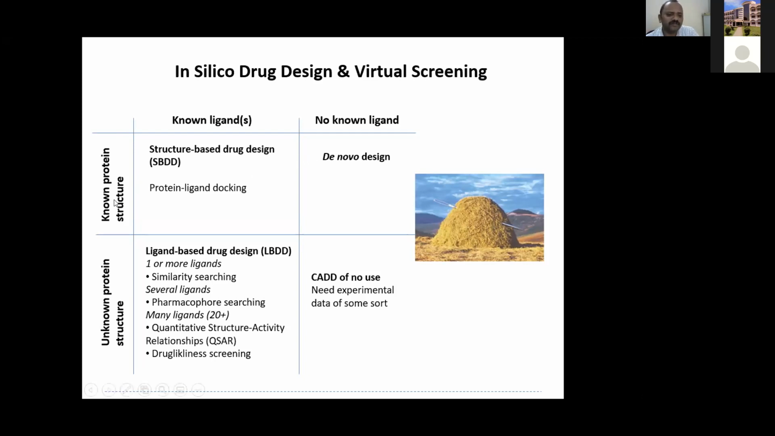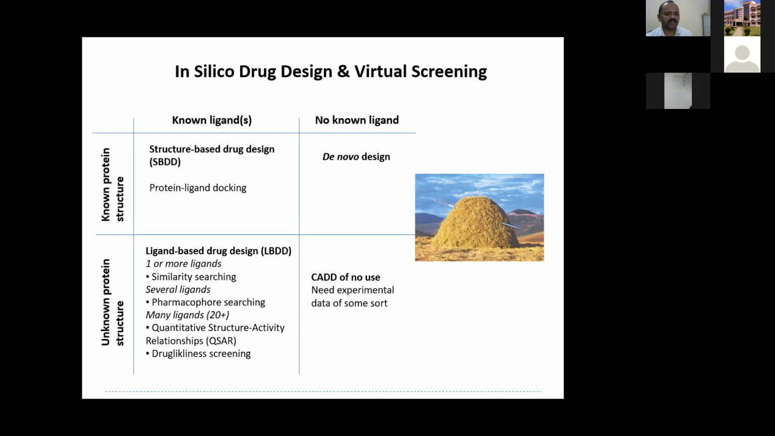Now, if no known ligand is there but the protein structure is known, we can do de novo drug design. So how do we do this de novo drug design? That means by looking at the structure of the protein, we build the structure of the ligand, which is complementary to that particular protein. The protein is the target structure, and by looking at the target protein structure, we design the ligand. That is de novo drug design.